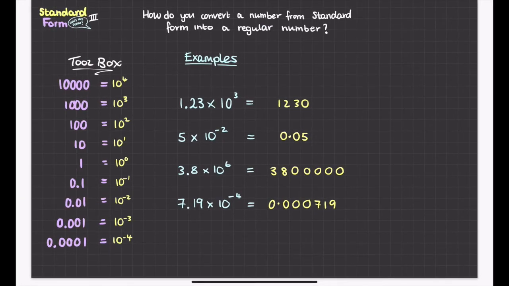Okay, so hopefully that helps you. Hopefully these examples give you some food for thought. And we're just thinking about how many place values we are making things bigger or smaller by.